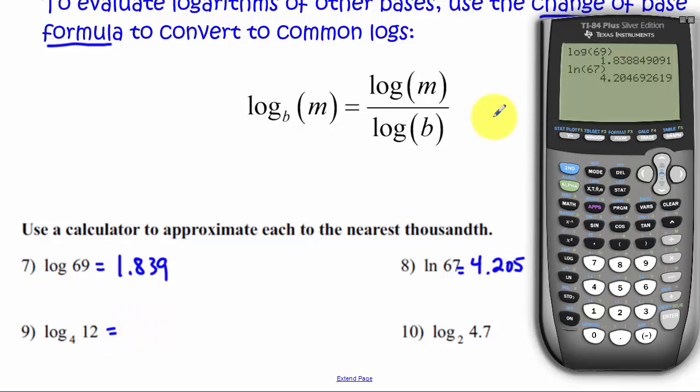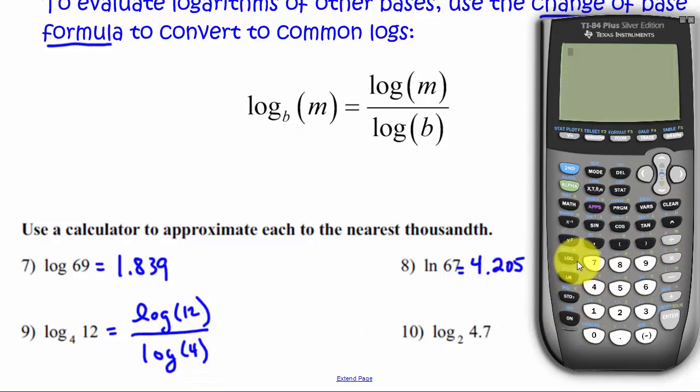Now, this is not a log base 10 or log base e, so we don't have a button. So we're going to have to use this change of base formula. It's going to become the log of 12 divided by the log of 4. Now, when we use the calculator, we have to be careful. It's not the log of 12 divided by 4. It's log, now we have to close that parentheses. Now our divide, and then again log of our base, which is 4. And that is 1.792 rounded.